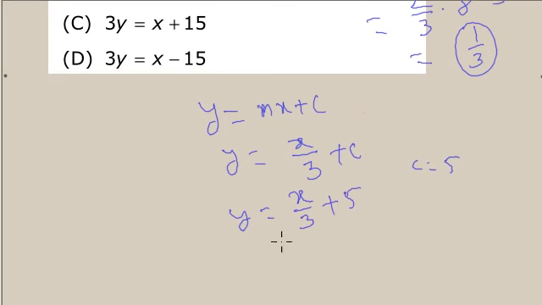So if you multiply by 3, 3y is equal to x plus 15. So x minus 3y is equal to 15. So x minus 3y, or you can write this as 3y is equal to x plus 15. This is the correct answer.